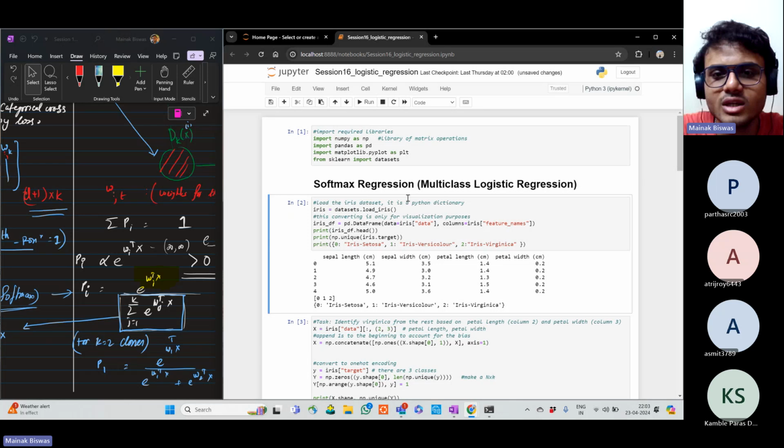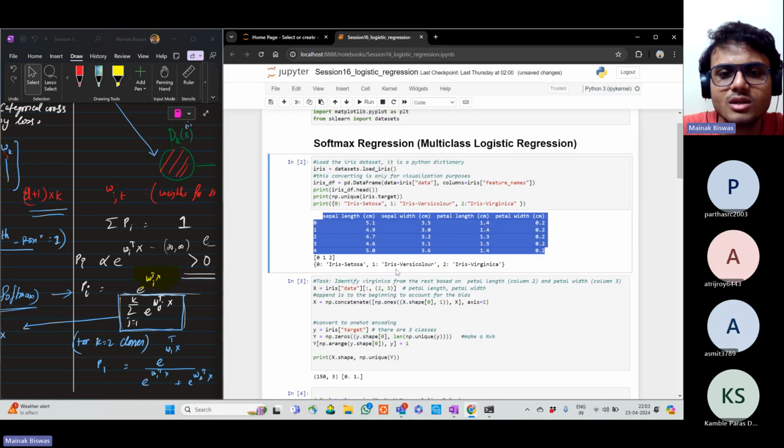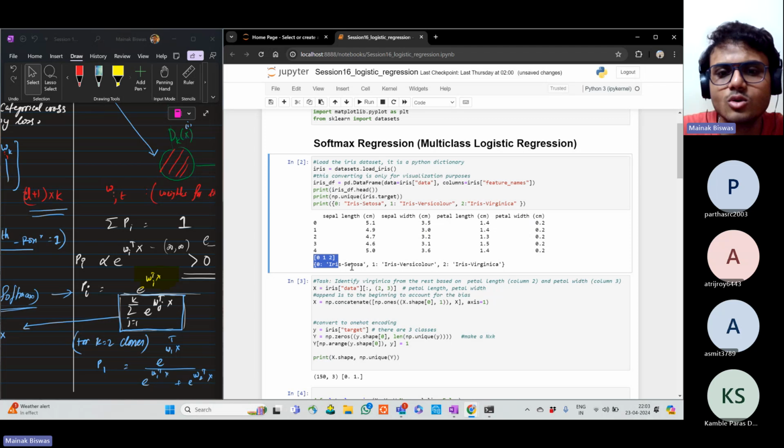So that's what I've drawn over here. I've printed over here the sepal length, petal length, and so on. So you have 3 classes: 0, 1, 2. 0 is setosa, 1 is versicolor, and 2 is virginica.